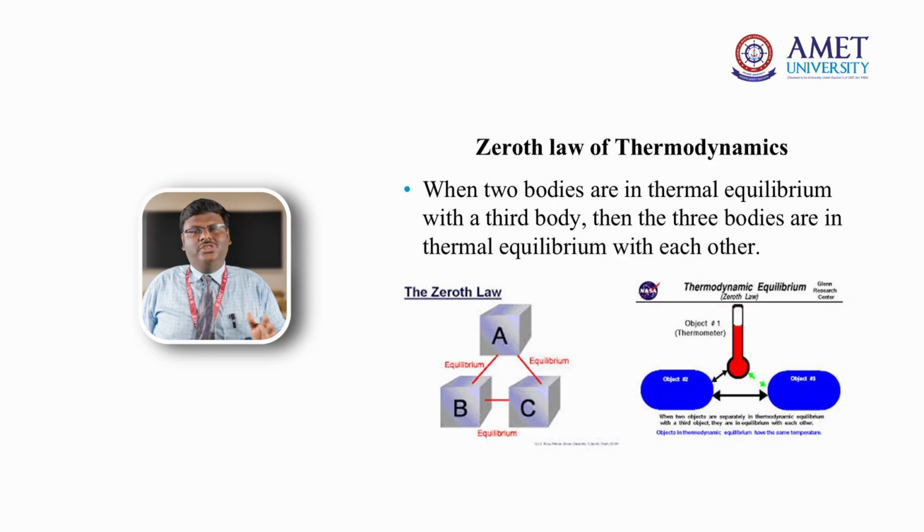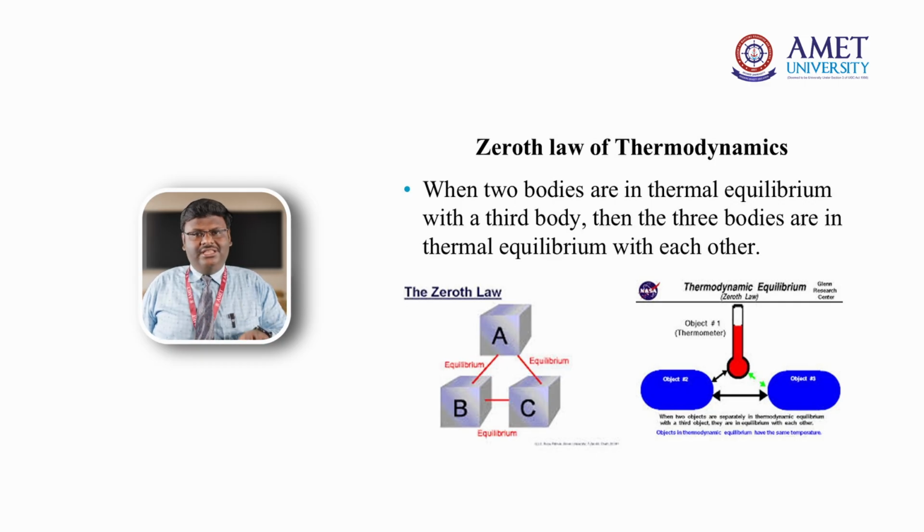First, I would like to begin with the zeroth law of thermodynamics. I have three systems A, B and C. System A is in thermal equilibrium with system B, which means system A and system B are at the same temperature. And system C again is in thermal equilibrium with system B, which means system B and system C are at the same temperature. That is, they are in thermal equilibrium. But there is no direct contact between system A and system C.